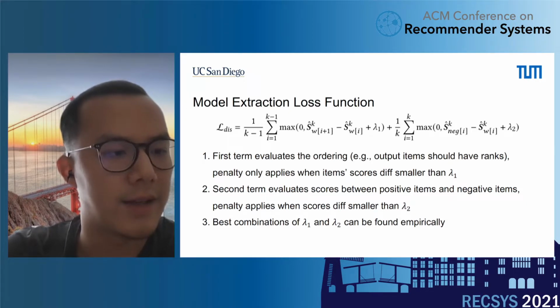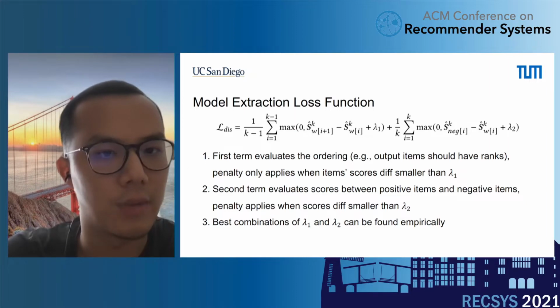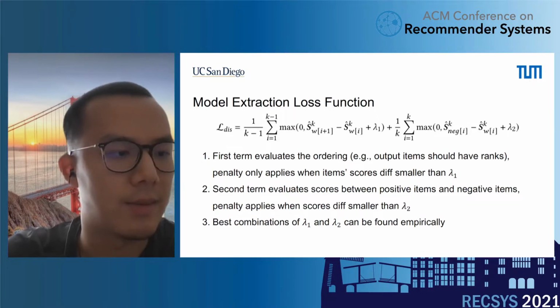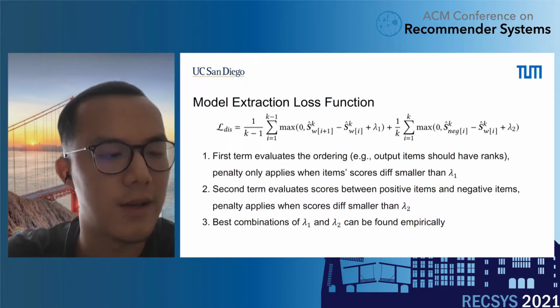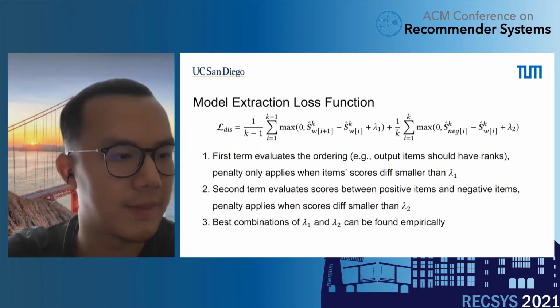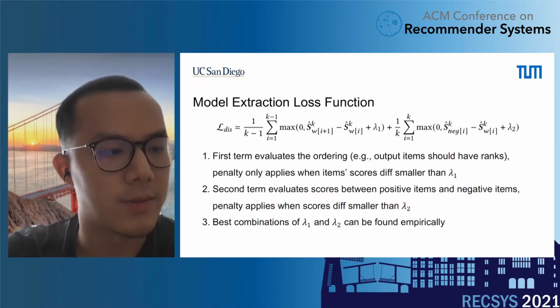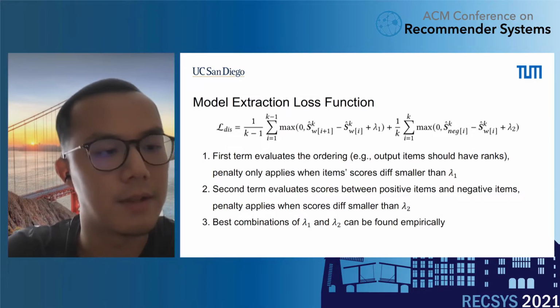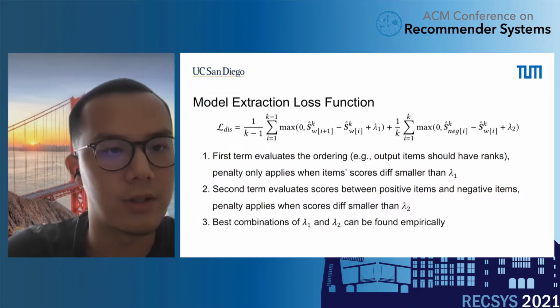On the left side, we emphasize the ordering of the white box scores, namely the ranking part, by putting a penalty on the neighboring items if the latter items have higher scores than the previous items, which indicates wrong ordering. Similarly, on the right side, we sample k negative items and apply a penalty when negative items have higher scores than the output items in the ranked list. So this term corresponds to the recall. As for the two margins, lambda 1 and lambda 2, these can be determined empirically, and lambda 2 is usually much higher than lambda 1.